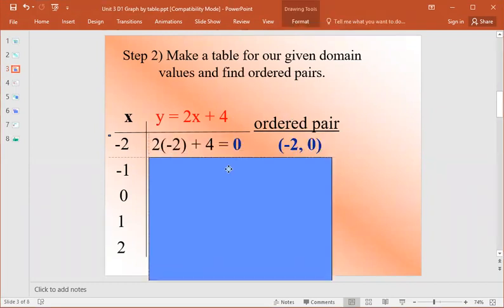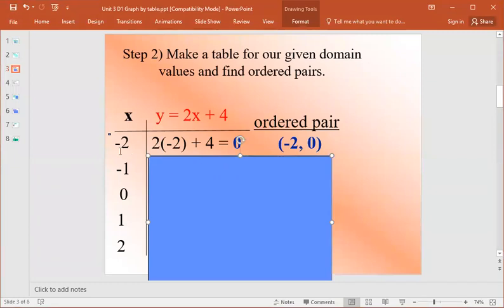So the first thing we're going to do is plug our x value into our equation, where you find the x. So you can see here that we plugged negative 2 in where the x exists in the equation. So we have 2 times negative 2 plus 4. And when we solve that, we get 0, because negative 4 plus 4 is 0. And that gives us the ordered pair of the xy coordinates of negative 2 and 0.